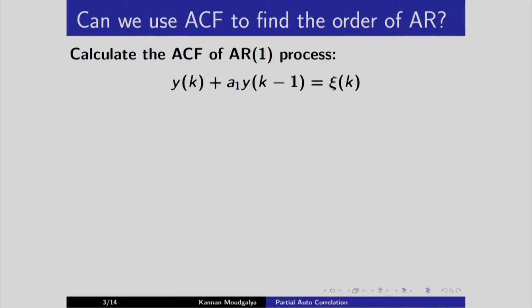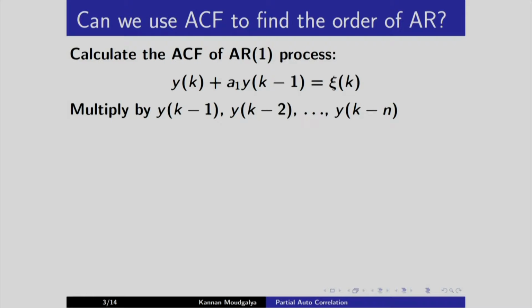Can we use ACF to find the order of an AR process? For this, we will start with a very simple AR process. The simplest one here has only one unknown, so it is an AR1 process. We will multiply by y of k minus 1, k minus 2, up to k minus n, and take expectation.